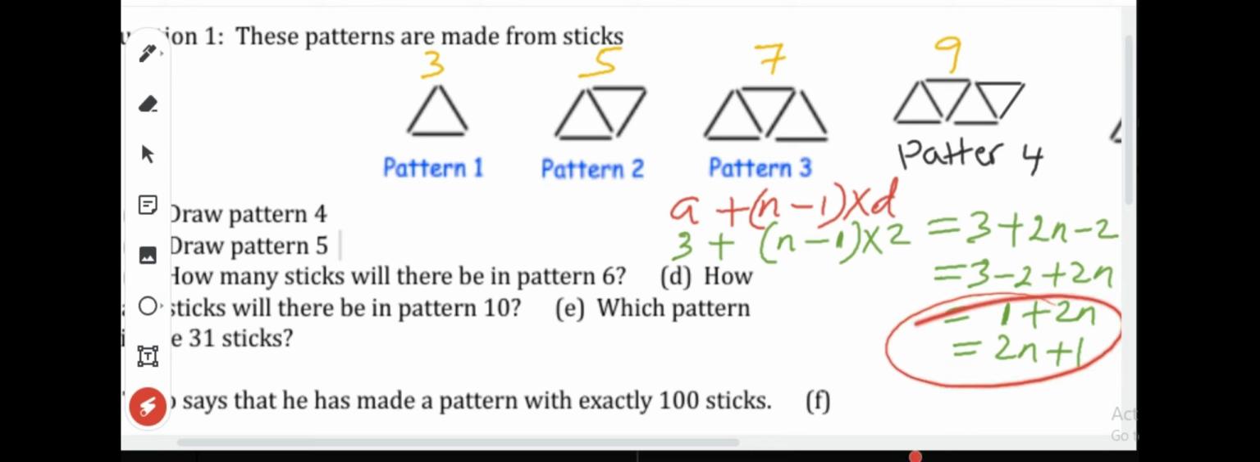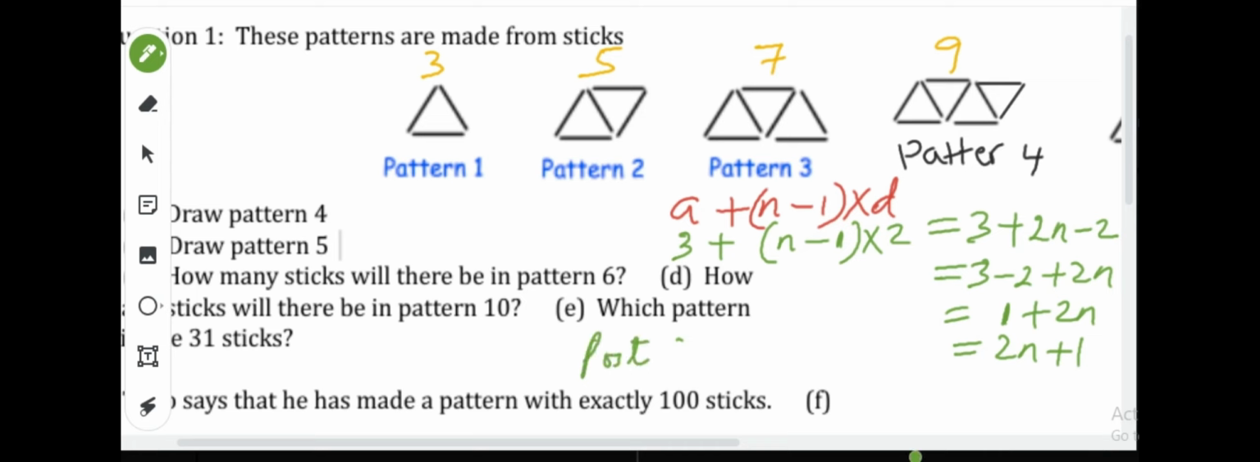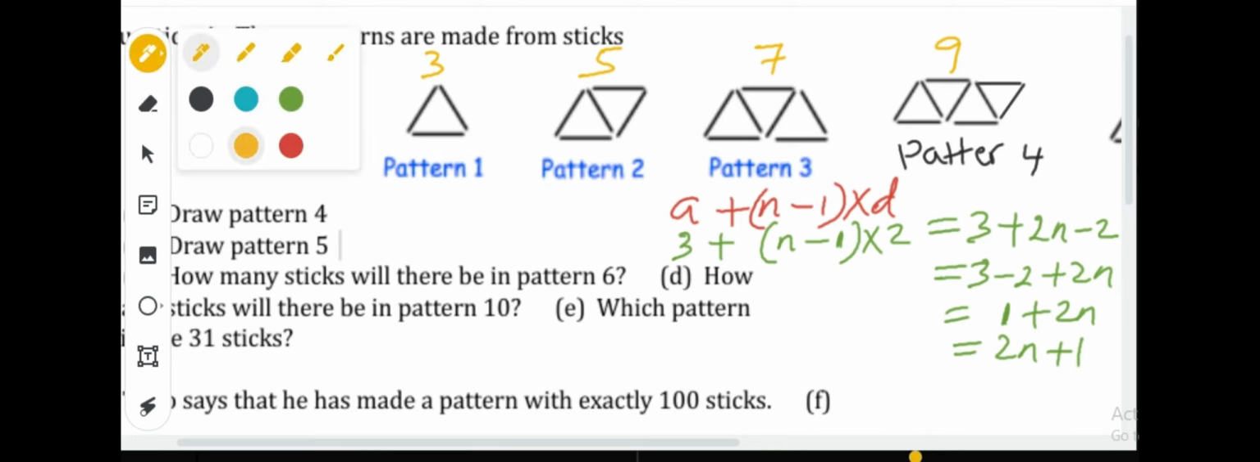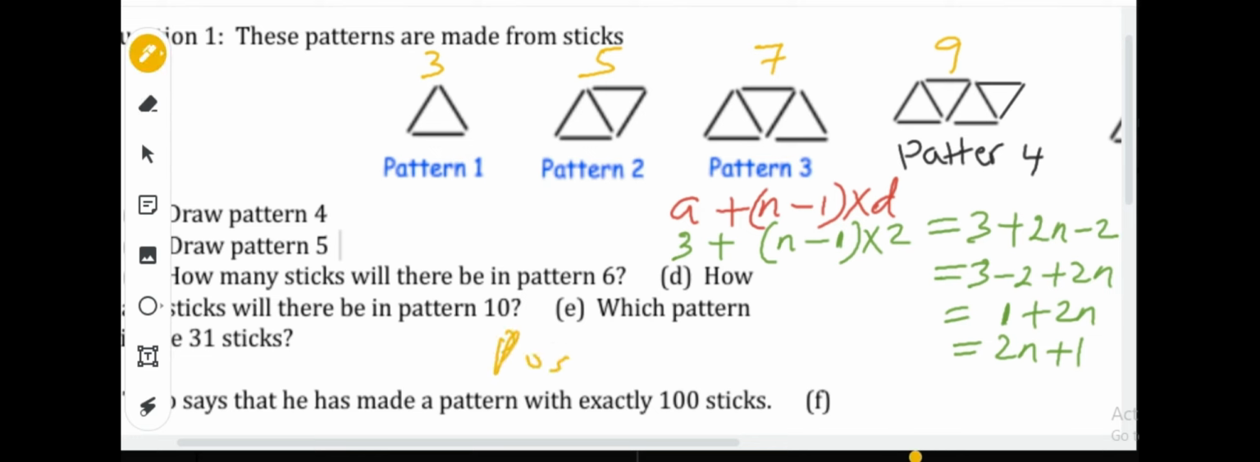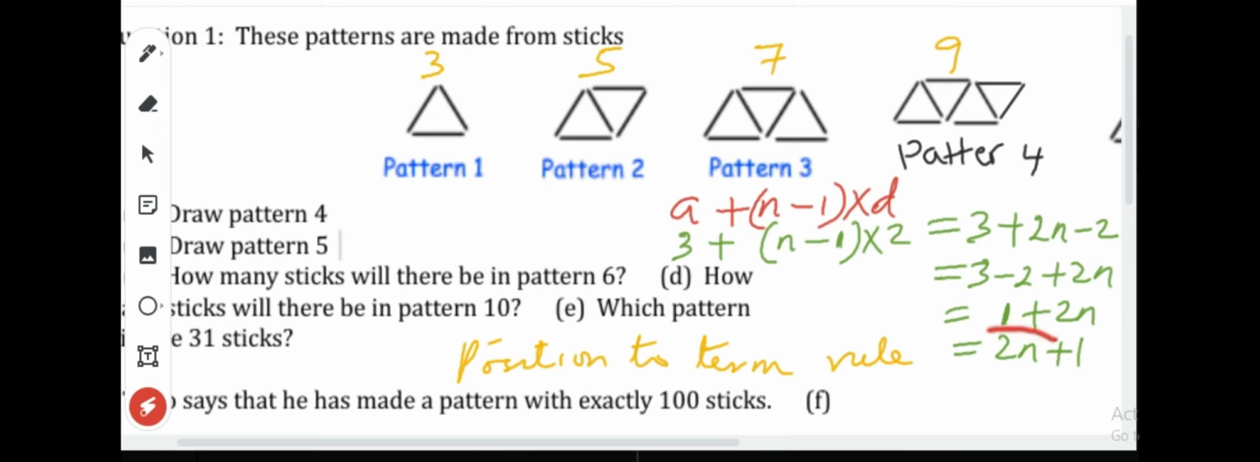So this is the position to term rule. Let me write it down. This is the position to term rule, 2n plus 1 or 1 plus 2n. We can use this to get any term.